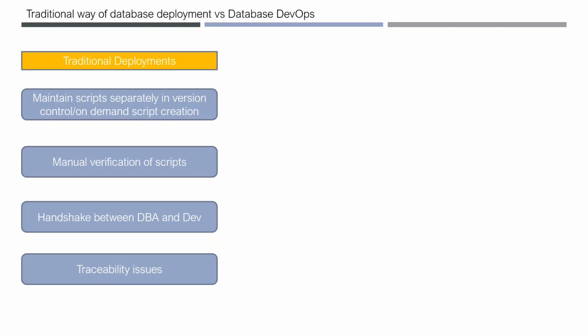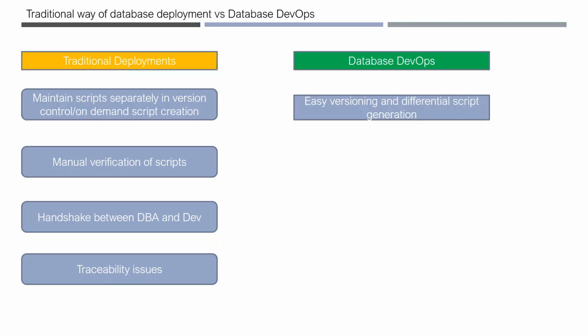And then finally, traceability issues. We just talked about it. We don't know which script is related to which requirement, or which script is available in which environment. So these are some issues in the traditional way of database deployments, or some activities that we do. So in database DevOps, what we do is, it's no versioning here.